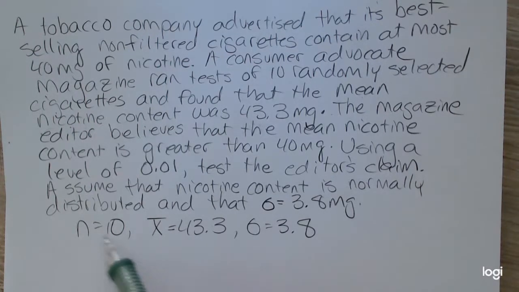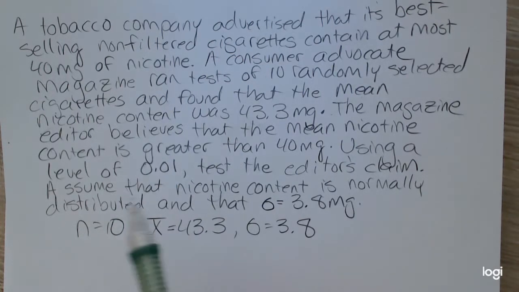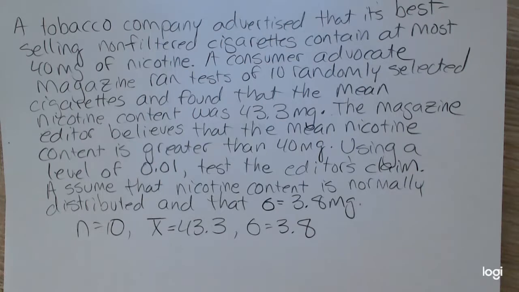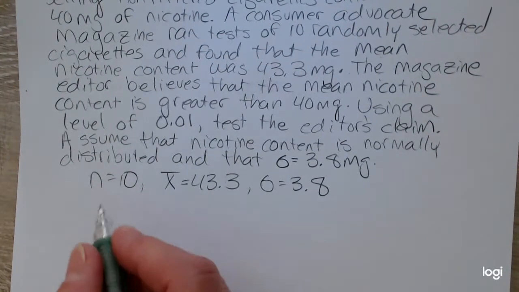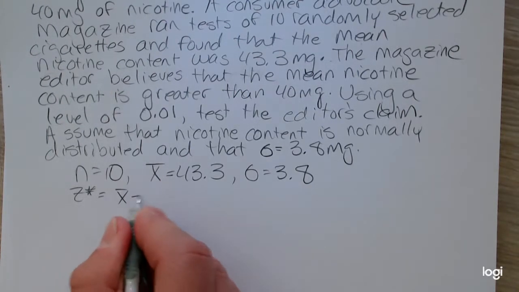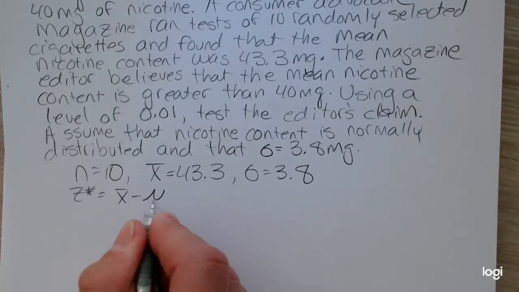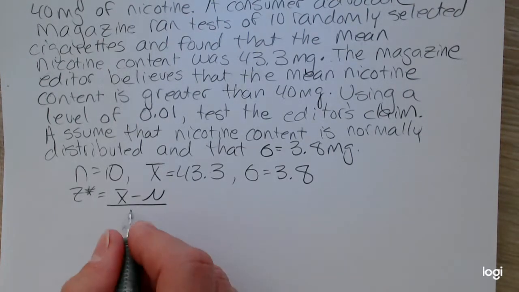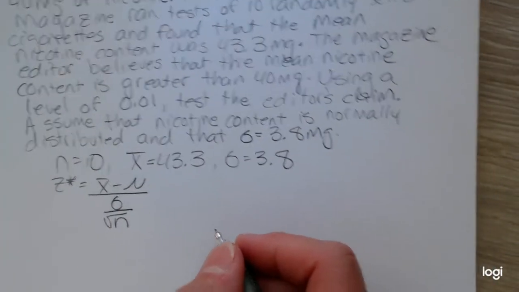Now, when we have a small sample size like this and we're testing a claim about the mean, we need to be told that the distribution is normally distributed. And in this situation, since we're told the population standard deviation, the conditions are met to use the z-distribution. The standardized test statistic for this problem is x bar, the sample mean, minus the claimed mean from the hypotheses, over the assumed population standard deviation over the square root of the sample size.